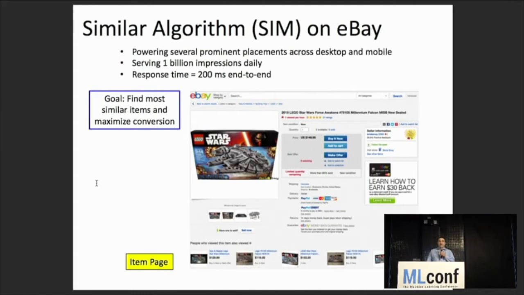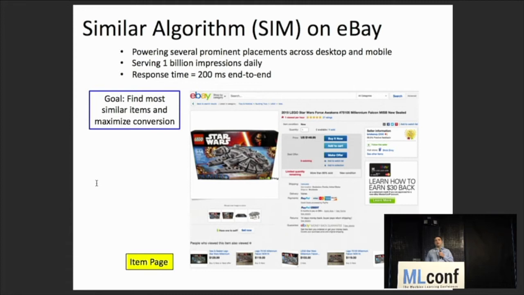So let's dive in. What is the similar items algorithm? Where is it on the site? We have an item page here, with a picture, a title, a price, and maybe a few different attributes of the item. Right below, we have these 5 items. These are the similar recommendations. This is the placement that I'm talking about.